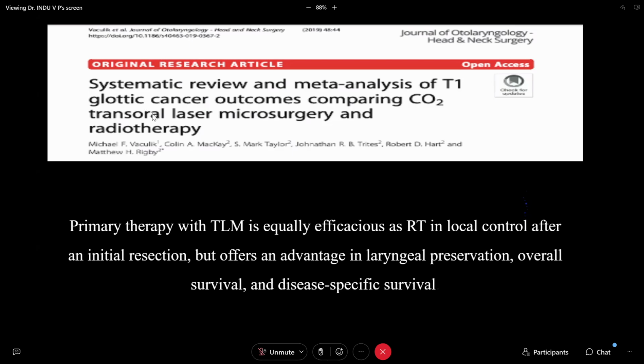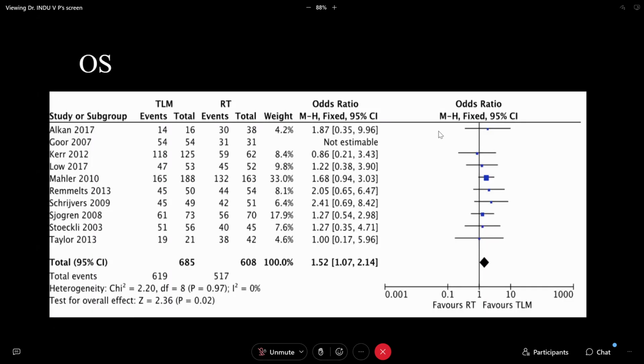So this systematic review by Vakulik et al., published in the year 2021, found that primary therapy with transoral laser is equally efficacious as radiotherapy in local control. Going into their results, in this forest plot we can see the overall survival favors transoral laser surgery. Overall survival is always debatable between radiotherapy and laser settings, but after including the recent studies, they found that overall survival is more favoring the transoral laser resection.